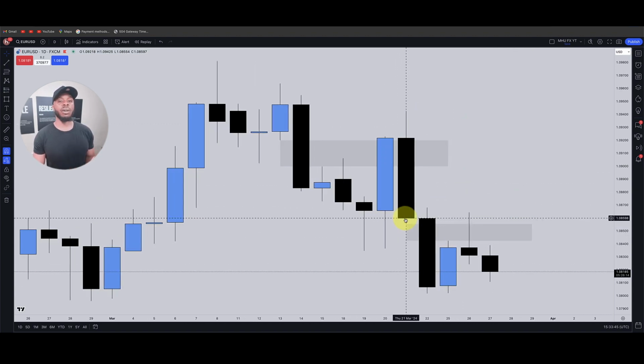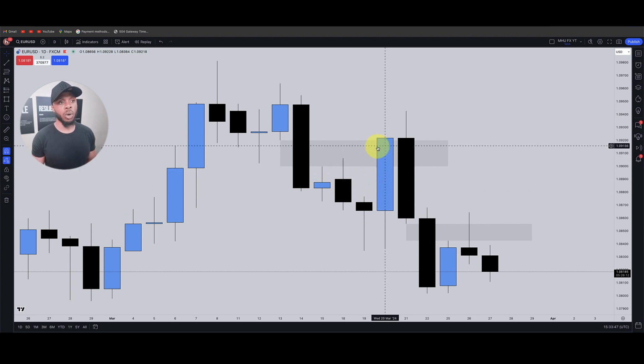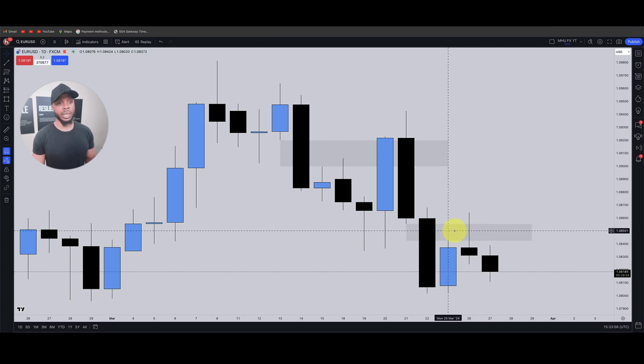And then when it comes to these areas of inefficiency, it does not need to close in the whole thing. It can just trade into it. It doesn't even need to wick past the whole thing. It could trade into it and then drop. In here, you'll be looking for some kind of reversal sign to take price lower.